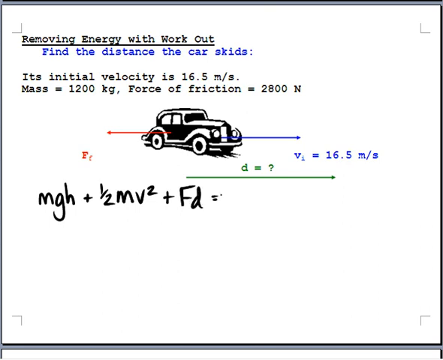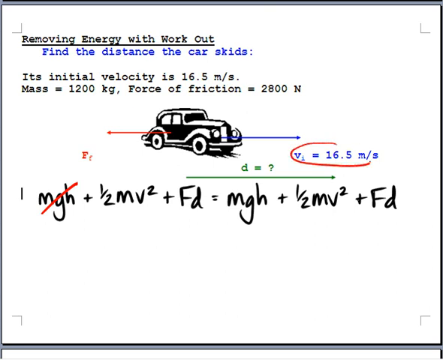So I'm going to go ahead and take a few seconds and list the whole equation and then go through that process of elimination because it's easier. So let's see what stays and what goes. Does this car start in the air, on a building, on a hill? No. Does this car start with some velocity? Well, it looks like the initial velocity is 16.5, so the answer is yes, that stays.